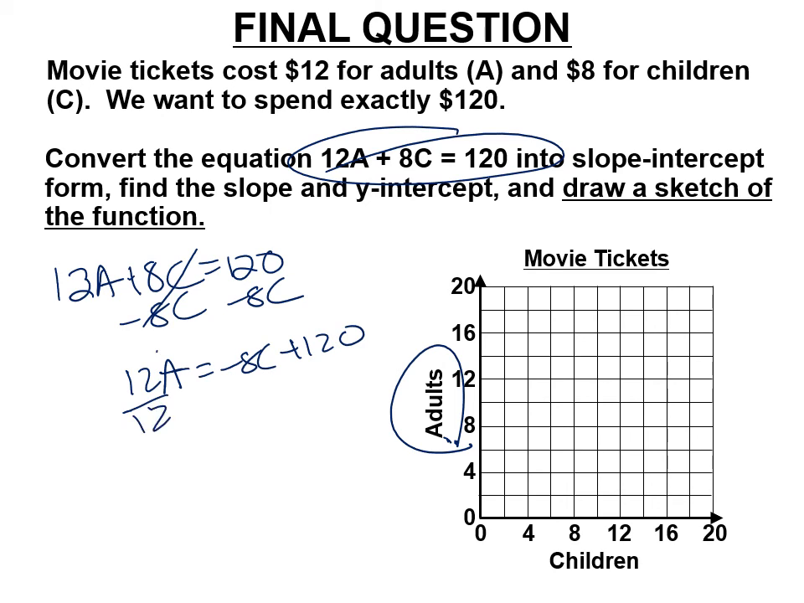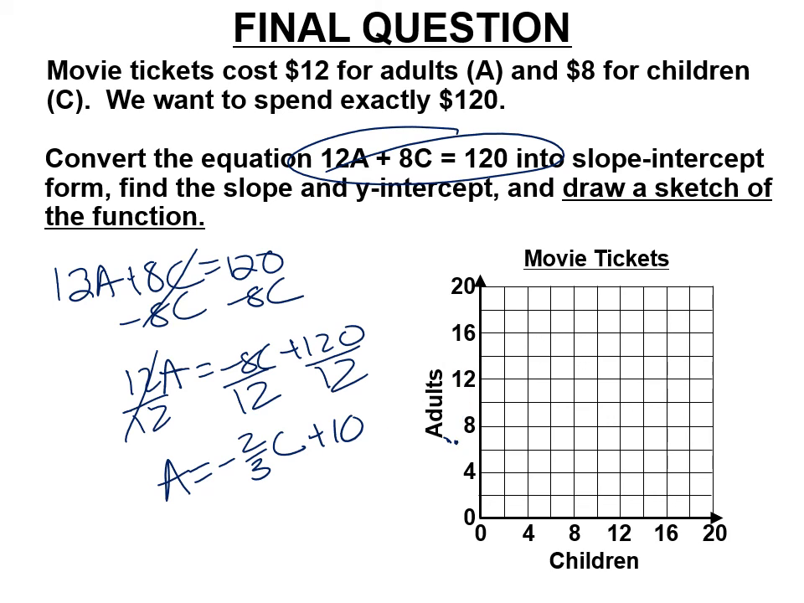Divide everything by 12, all right? Now, negative 8/12, right? We got to simplify that: negative 2/3 c plus 10, right? And that is very awkward, but let's see. So y-intercept is 10, and then we're going down 2, right? Down 2 and over 3.